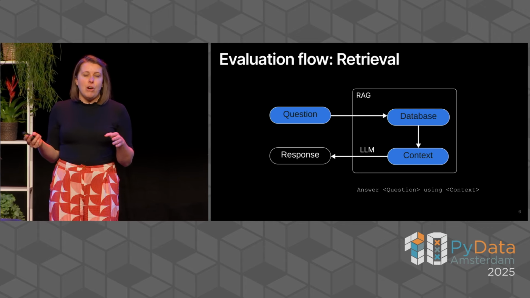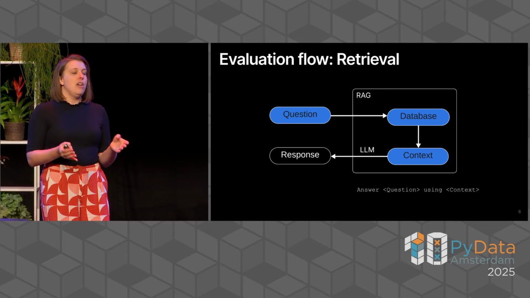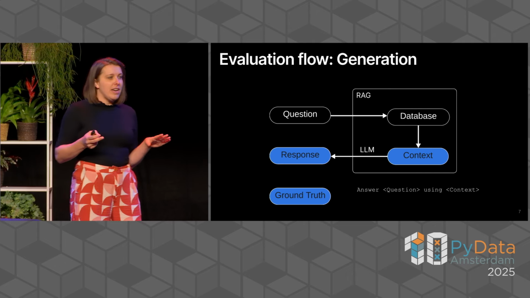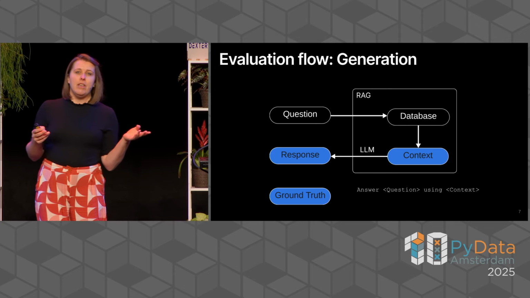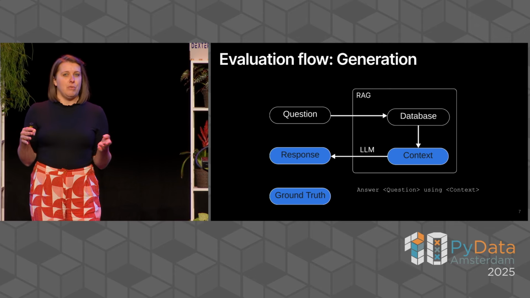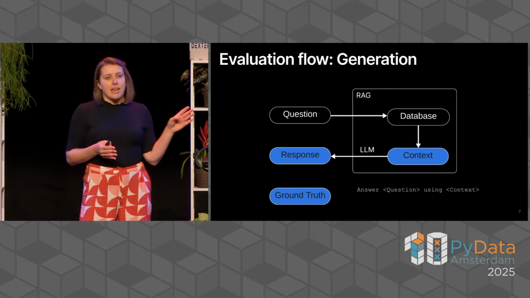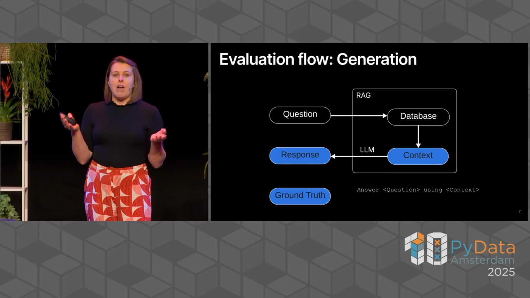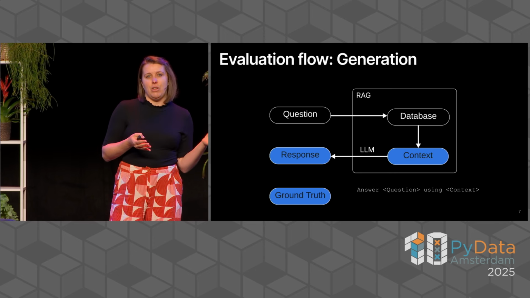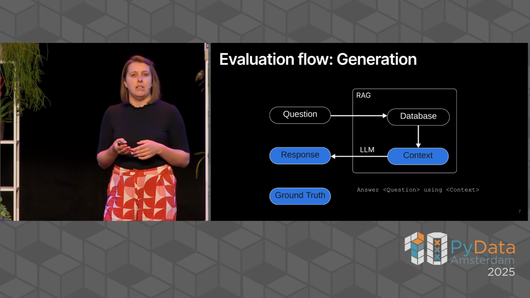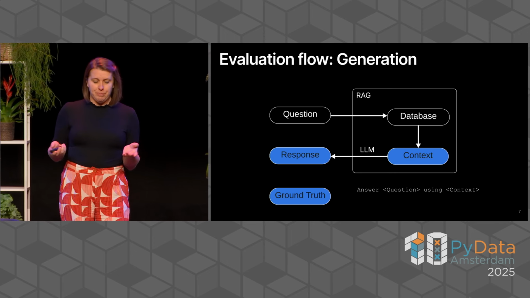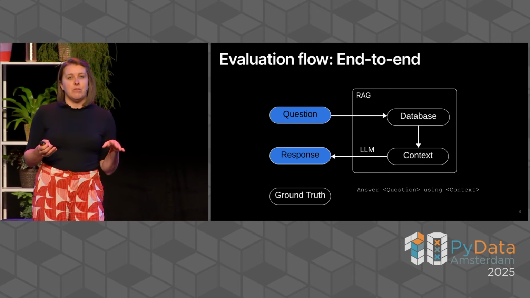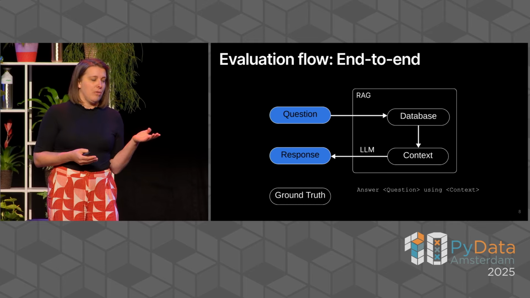There's the retrieval flow, which checks the quality of the retrieved context from a database. There's the generation step: how well does the LLM generate an answer based on this retrieved context? You can also evaluate the response with respect to a ground truth. Ground truth in this context can be for specific use cases, like medical or legal use cases. And then lastly, there is the end-to-end flow: how good is the response actually as an answer to the question?